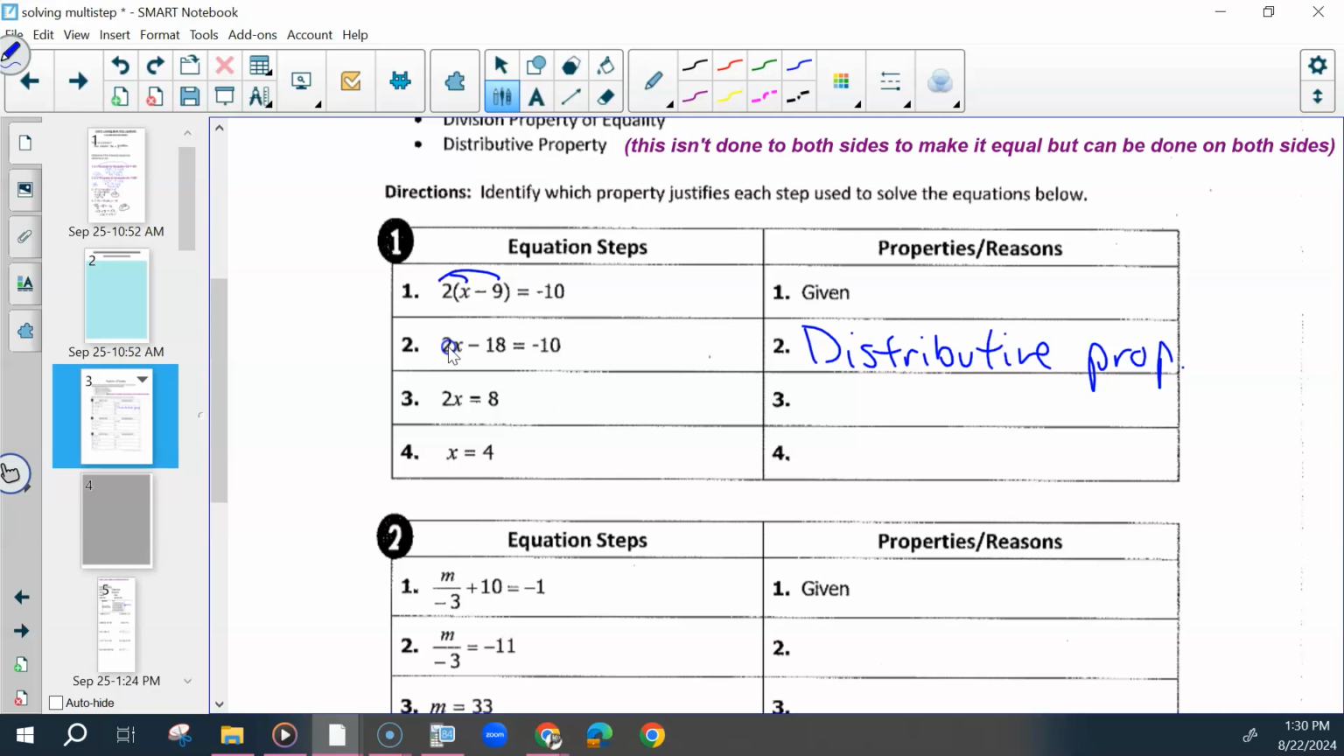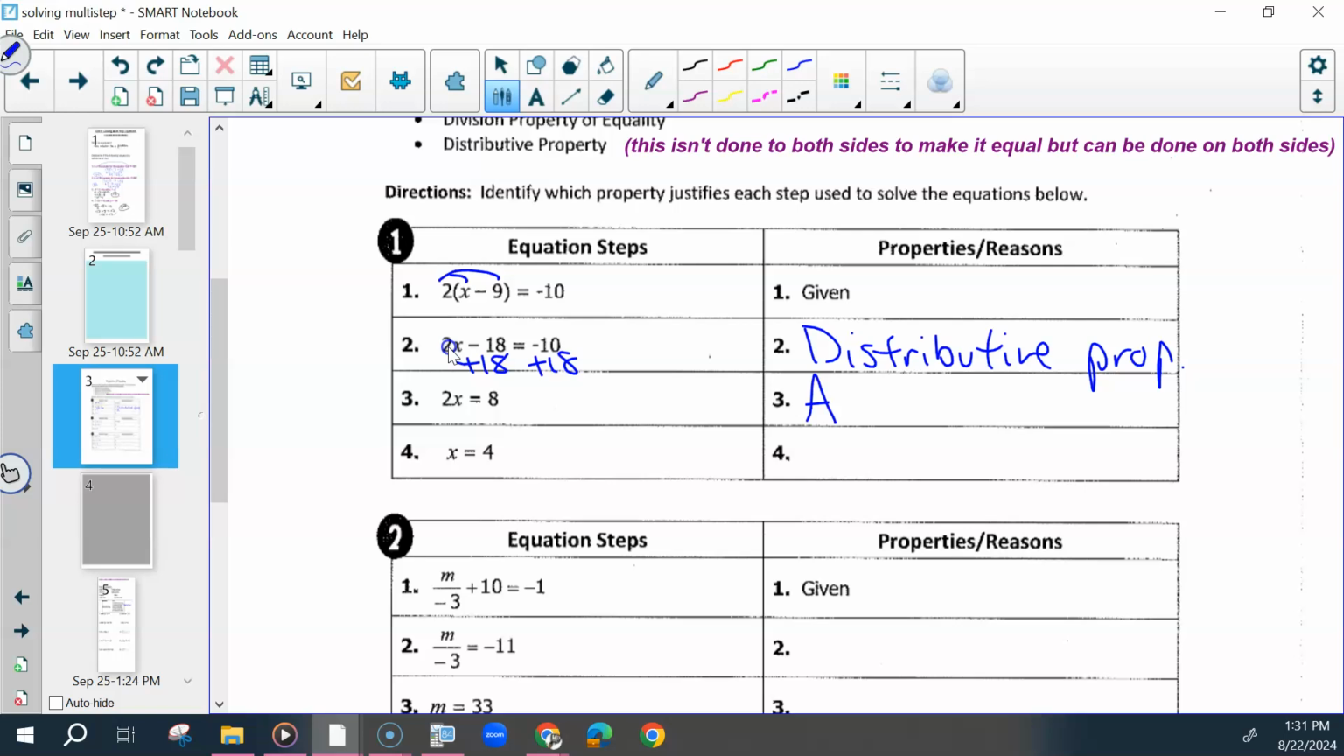So when we use that distributive property, we are multiplying to whatever's inside. Yes, I was going to say that. Go for it. We are adding something, just not 10. You were close. 18. Yes. We are adding the 18 to both sides. This becomes 0, and this becomes positive 8. So that is the addition property of equality.